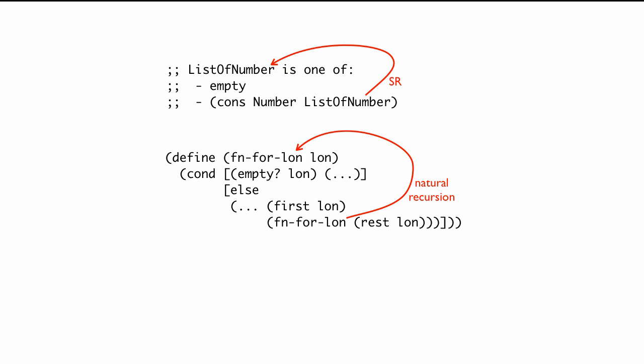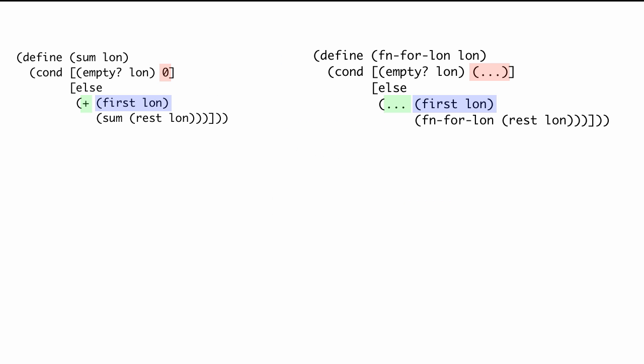So for what I want to talk about now, we can just look at one of them. We'll just look at list of number. And again, we see that it has a self-reference in the type comment, which leads to a natural recursion in the template. What I want to do now is look for a minute at how the three functions we've designed so far each fill the different holes in the template. Here's what I mean by that.